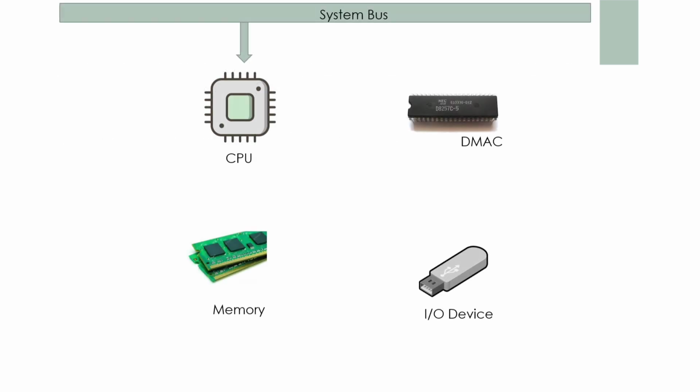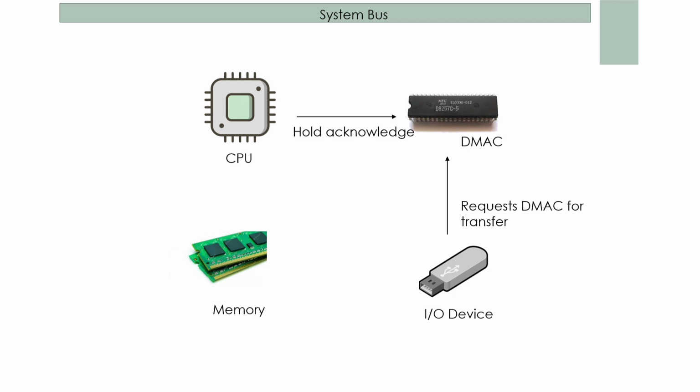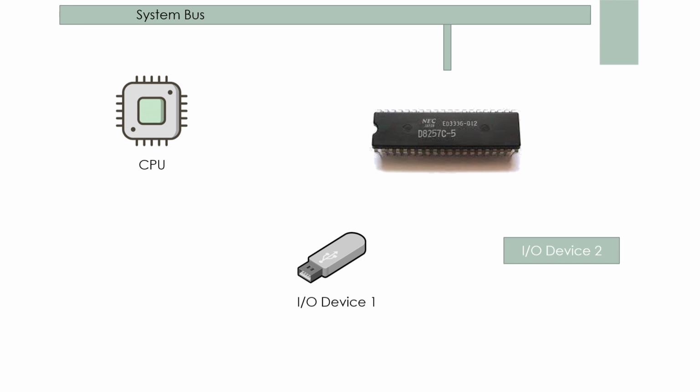So these are the system buses. When an input output device is connected to our system, the signal goes from the input output device to the DMA. It requests DMA for transfer, and then DMA holds the CPU, and after the hold, the CPU sends a hold acknowledge to the DMA. So this is the process.